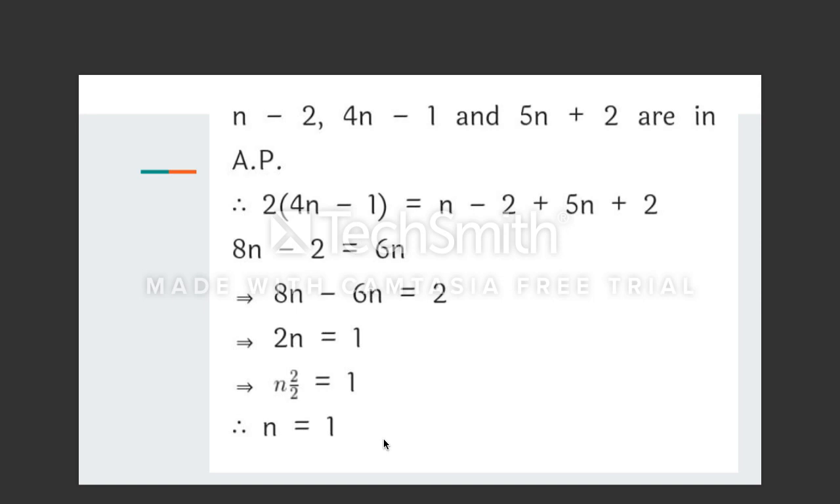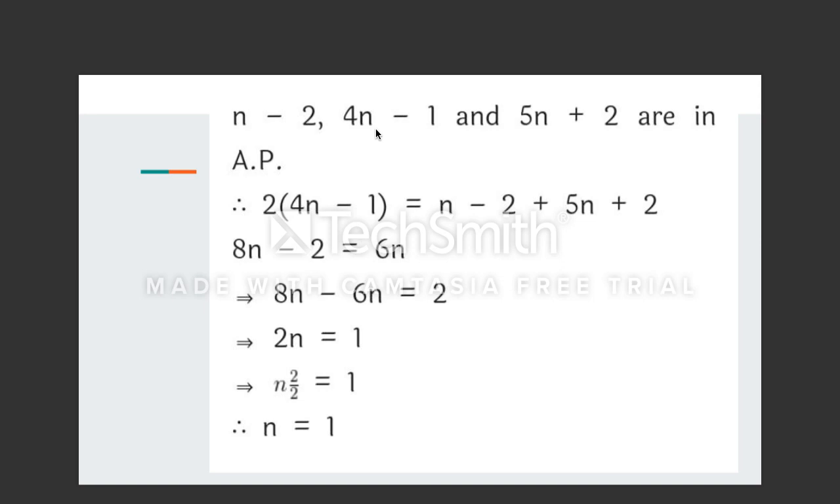Okay. So next, question number 21 says: if the numbers n minus 2, 4n minus 1 and 5n plus 2 are in AP, 3 values are in AP, what does it mean to us? Yes, if 3 terms are in AP, their common difference should be the same. And the question is asking us to find the value of n. So if this particular sequence is given as an AP, it means these 3 terms are in AP. And if they are forming an arithmetic progression, it means the common difference should be the same.